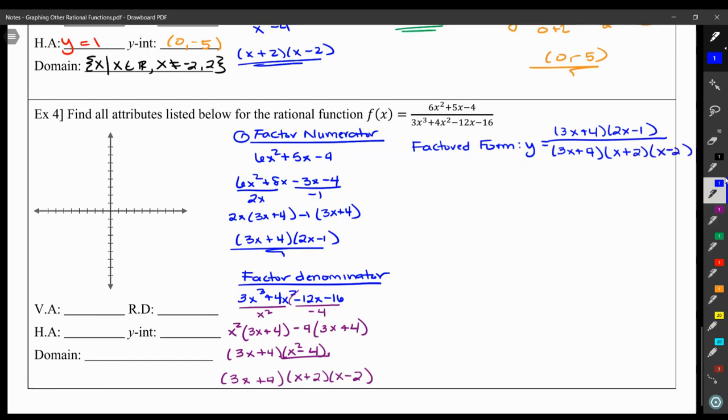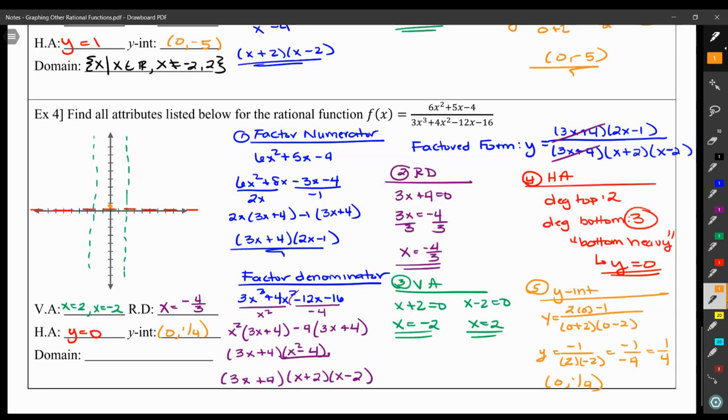So you're going to pause the video and find all the pieces that we've been doing all day. So the vertical asymptotes, removable discontinuities, horizontal asymptotes, y-intercept, domain, graph, everything on your own for this one. So I want you to pause the video and try to find those 5 things and then unpause for the solution. And here's all the information you should have had for example number 4.